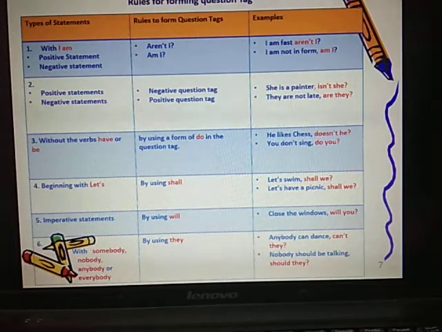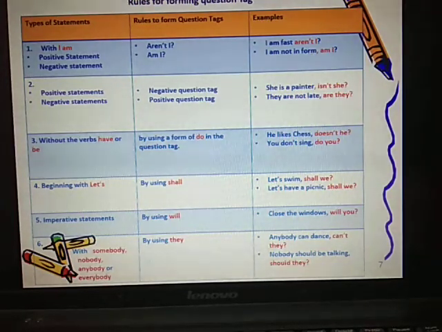Again, with positive statements, we have a negative question tag, like she is a painter, isn't she? Negative statement, positive question tag. They are not late, are they? So are not has become are. We have removed not to make it a positive question tag.